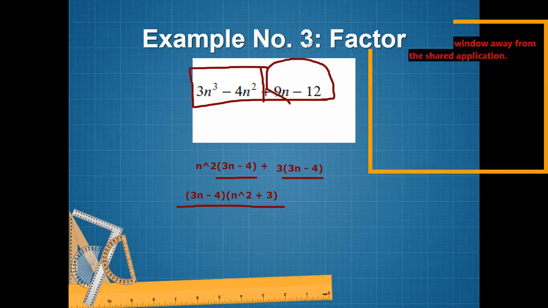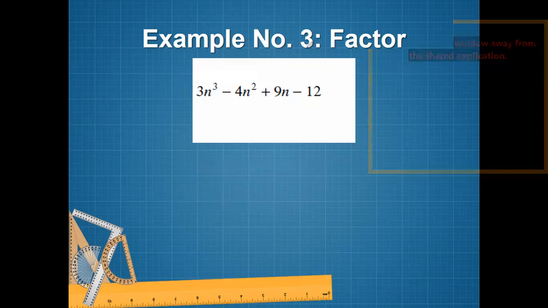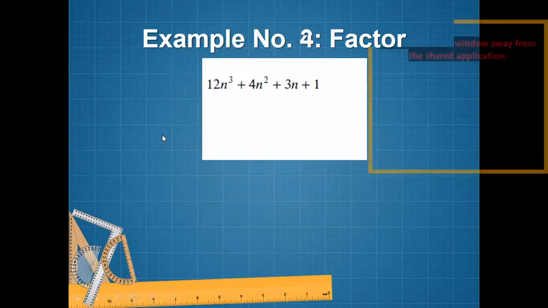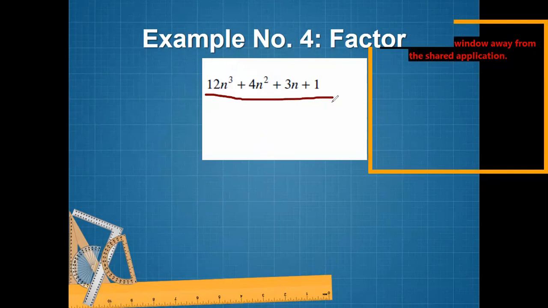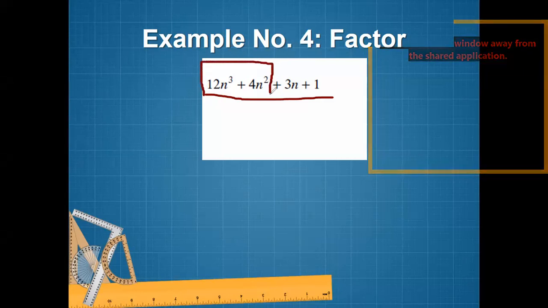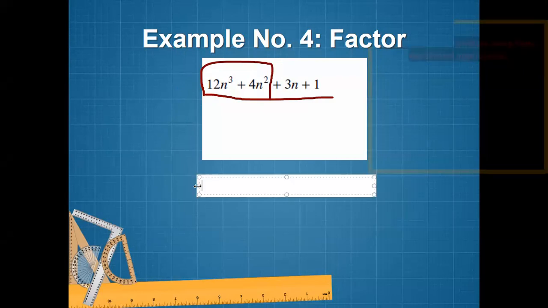Okay, do you have any questions with this problem? Okay, let's proceed. We're asked to factor 12n cubed minus 4n squared plus 3n plus 1. For this one, we're going to factor the first two terms, 12n cubed minus 4n squared. 12 and 4 have a greatest common factor of 4.